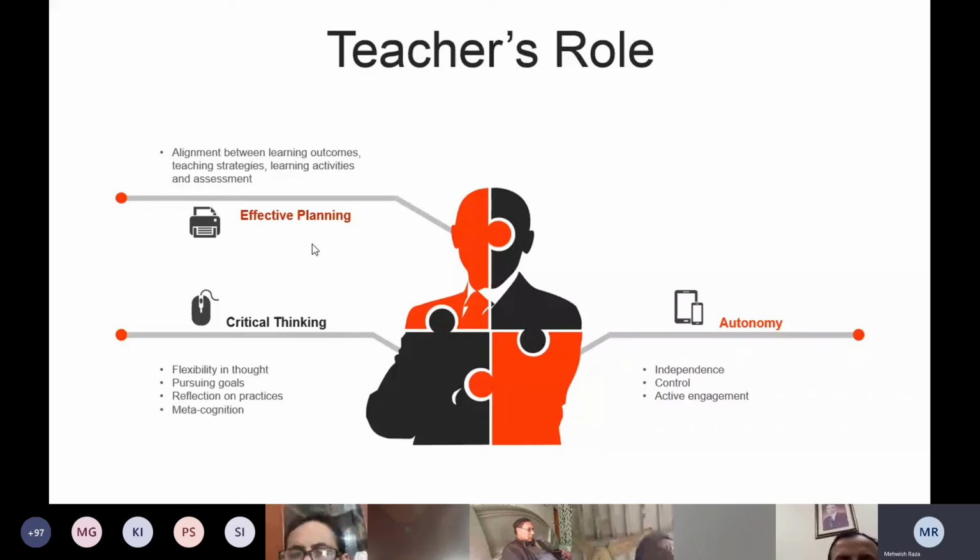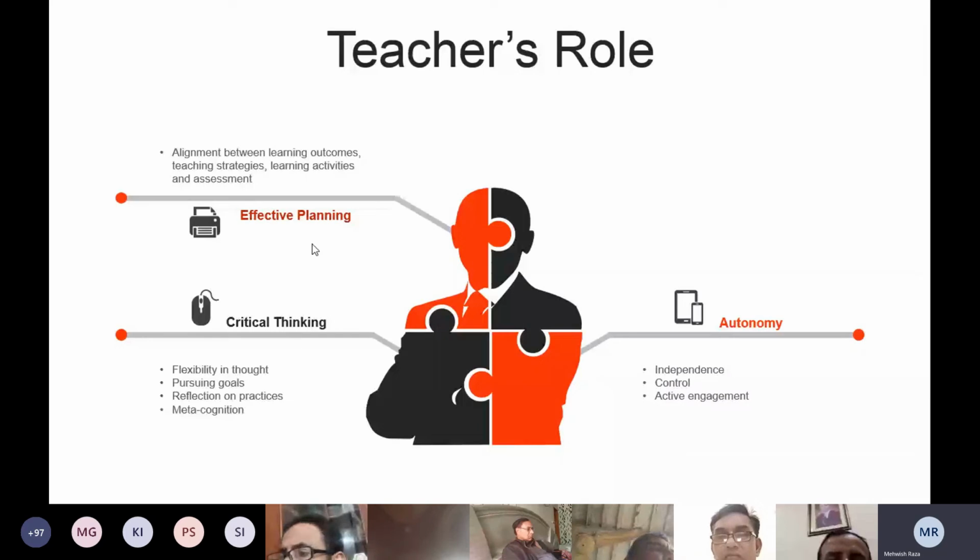You should know how much time you have, which contents require more of your time, which ones will be covered in a short span of time. You are actively engaged in the process of teaching and learning. When you are actively engaged, and you lead with practice and demonstration, your students will automatically pick it up.